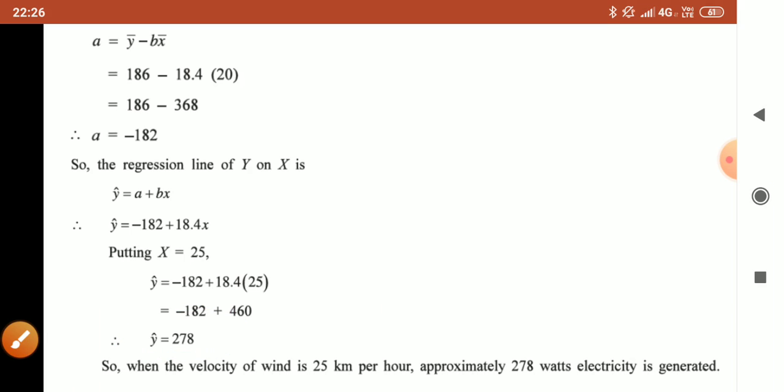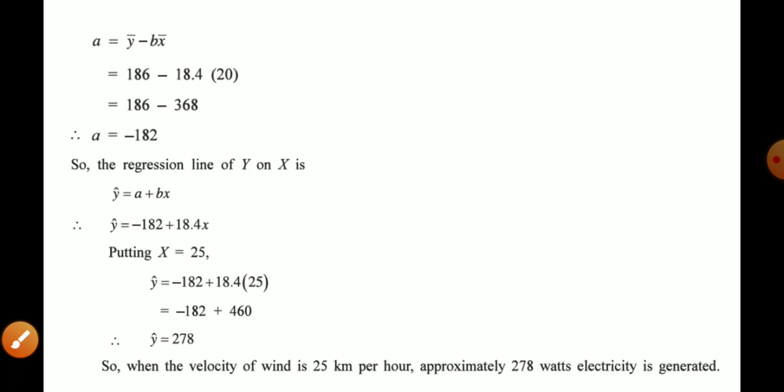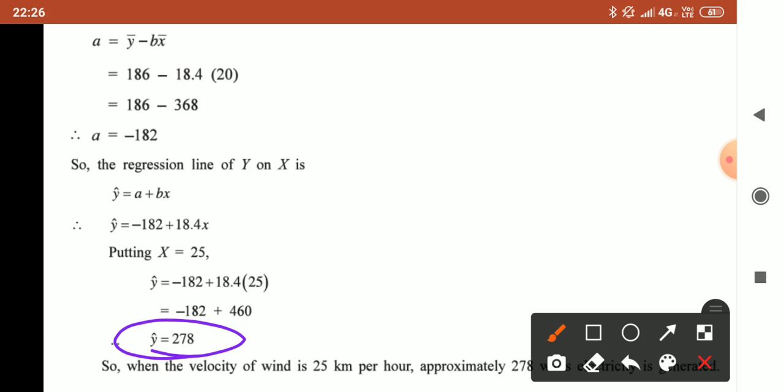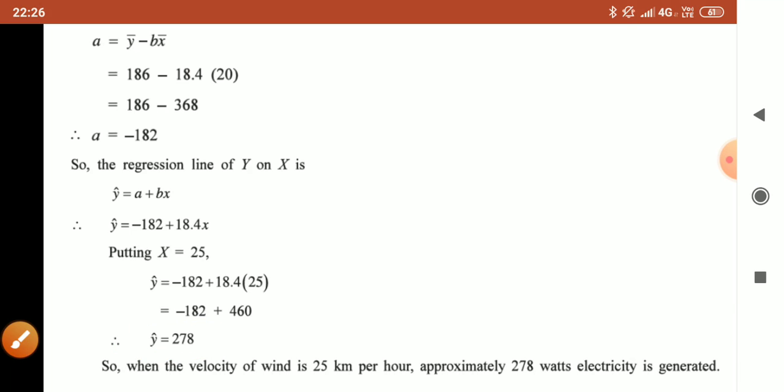At the end you can write the statement that when the velocity of wind is 25 km per hour, your electricity is 278 watt. The estimated electricity generated is 278 watt. So in this way, at the end you have to write the statement.